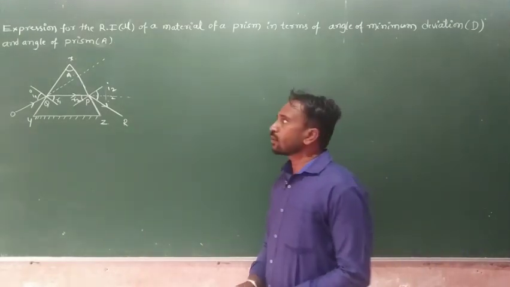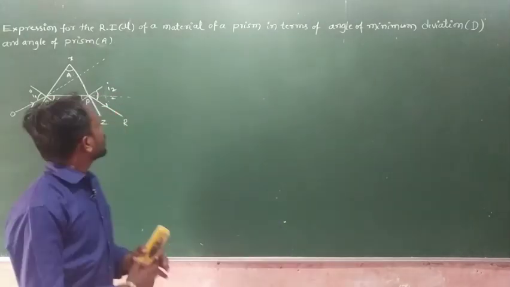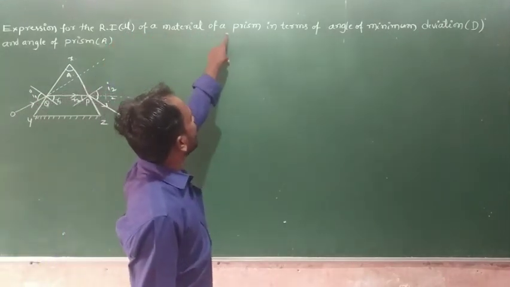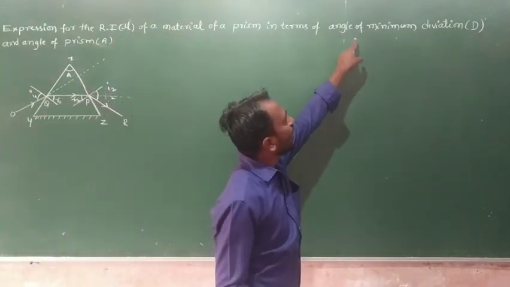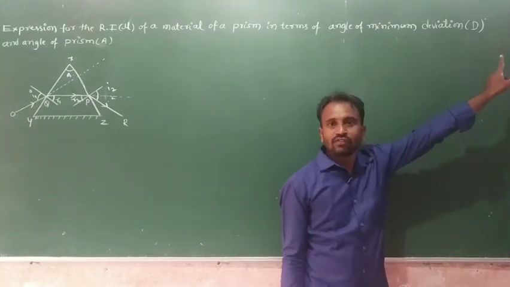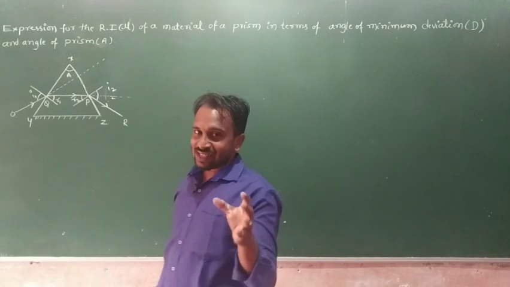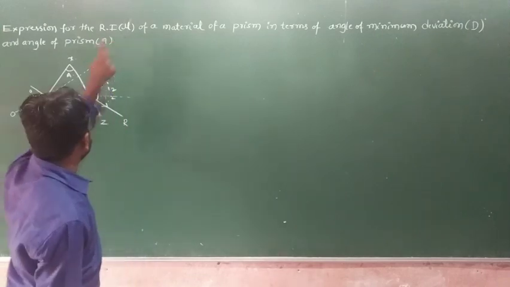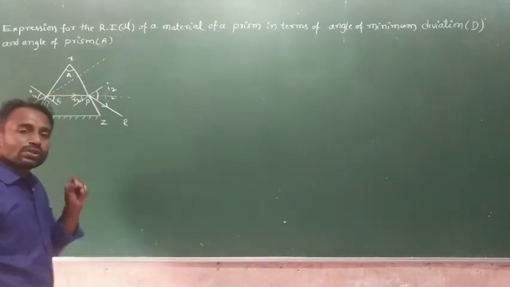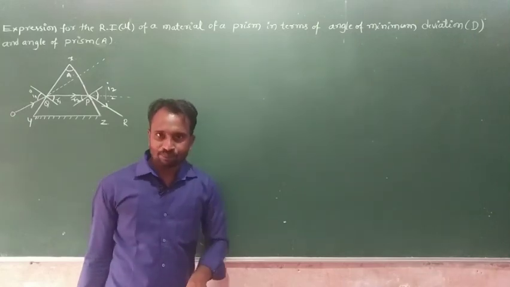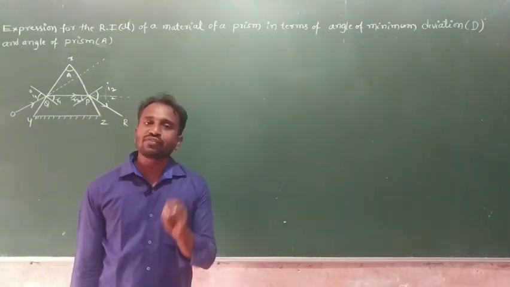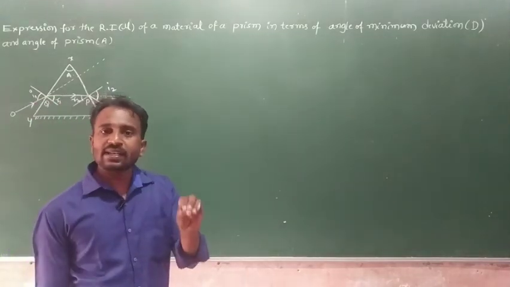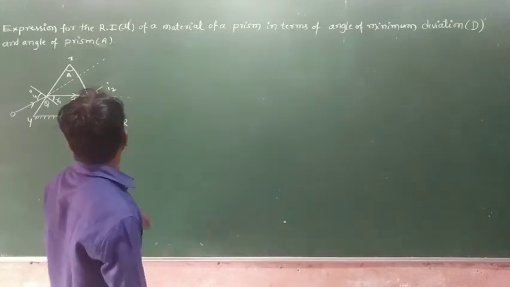So let's go to this expression: the expression for the refractive index mu of the material of a prism in terms of the angle of minimum deviation. We already know that the angle of deviation is the angle between the extended incident ray and the refracted ray. A prism is made up of glass, and its refractive index we consider as mu.